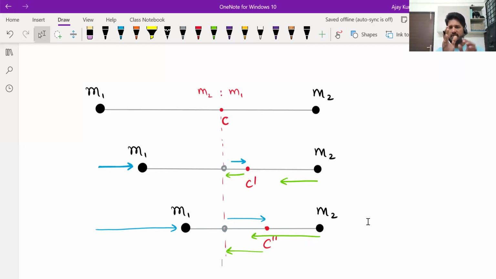It can happen in reverse also. Suppose the center of mass is somewhere and one mass goes away from it. For the center of mass to stay at the same place, the other mass also will have to go away from it. Only then the ratio will be maintained, M2 is to M1. Okay, this kind of imagination is very important.